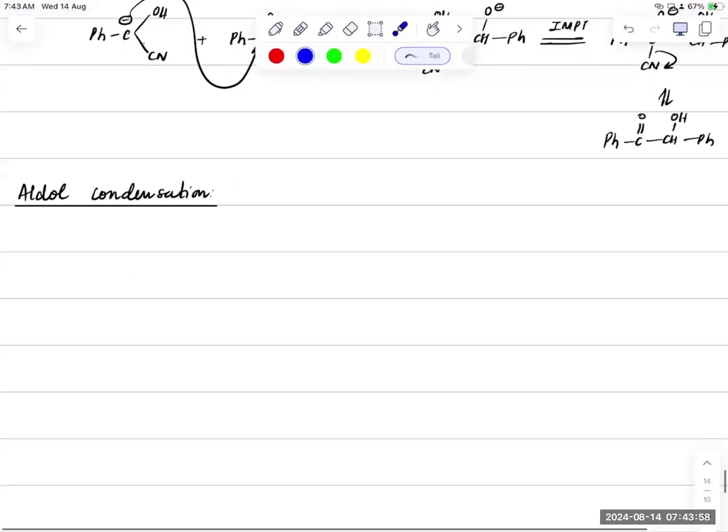Done. Okay, let us see about aldol now. If there is any issue coming again, I'll come to the class and discuss. For now, let us try completing the aldol.